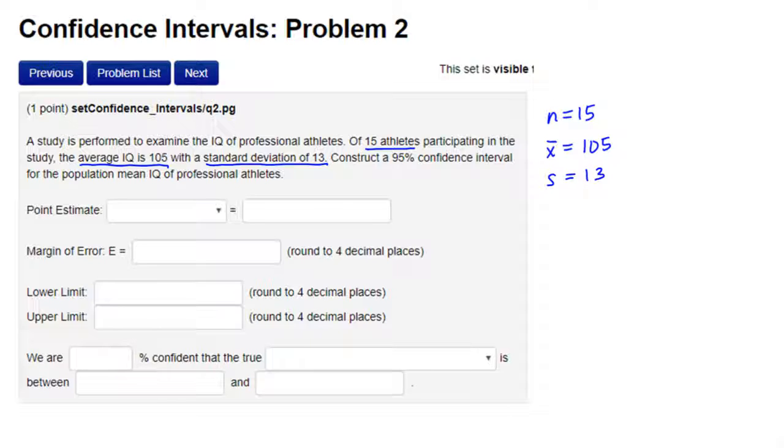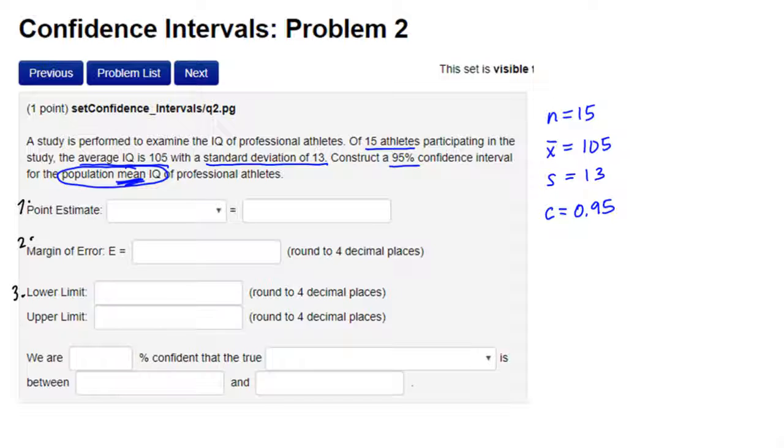We are asked to create a 95% confidence interval, confidence level 0.95, on the population mean IQ, mean being the operative word. As soon as you read that confidence interval bit, recognize that there are three parts: 1, the point estimate, 2, the margin of error, 3, the limits, and then the interpretation.